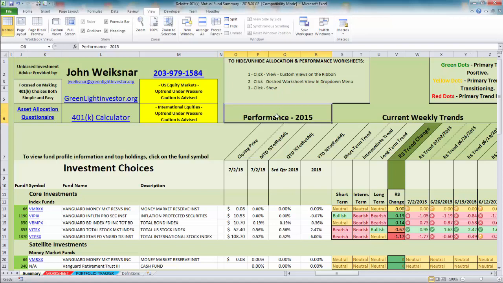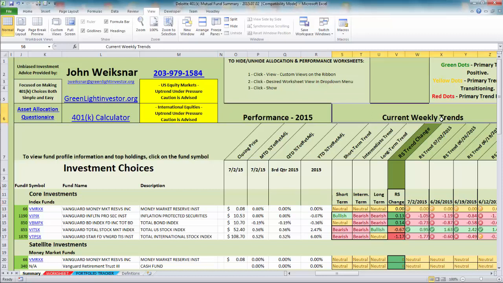In the center of the sheet, we'll show the performance for the year 2015, and we update that each week by updating the closing price, the month-to-date return, quarter-to-date return, and the year-to-date return. I feel it's important to know how your funds are doing relative to the other funds in the categories, as well as how the other categories are doing against the ones that you've chosen. By keeping track of these, hopefully you'll be able to stay in the stronger funds and avoid the weaker ones for any prolonged period of time.